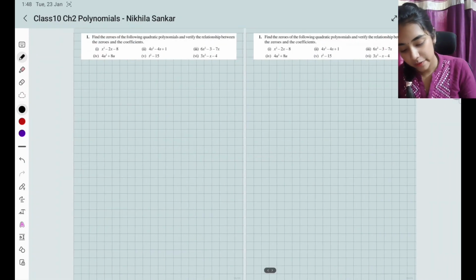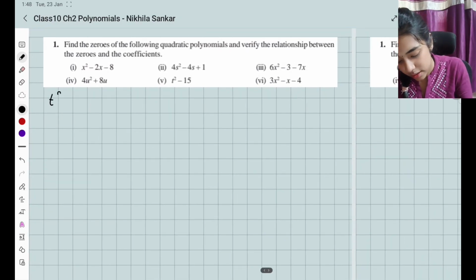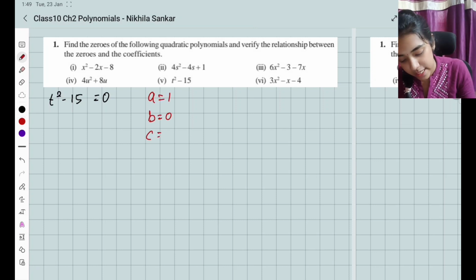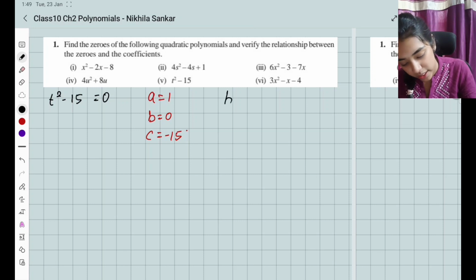Next, fifth question, t square minus 15. So you have t square minus 15 equals 0. So from this we have a value to be 1, b is 0, c is going to be minus 15. Okay, so in that how can I write this? This is on the form a square minus b square. But first b square you have b square equals 15. So you can write this as 3 into 5. So this is going to be root 15. So from this we have b equals root 15.